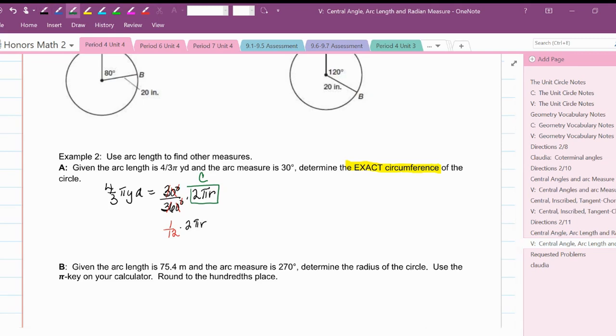And you might even just want to replace this with C so that you don't do any more work than you have to. And now I can see what I need to do is multiply both sides by 12. Anything divided by itself is just 1. So I have 16 pi yards is the circumference of this circle.